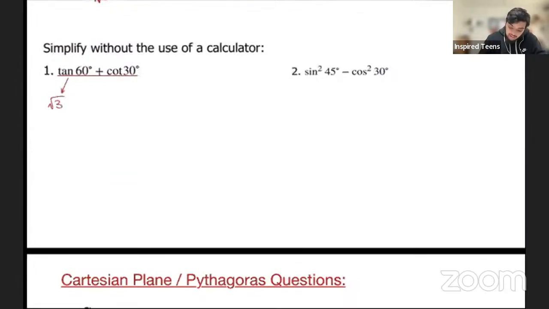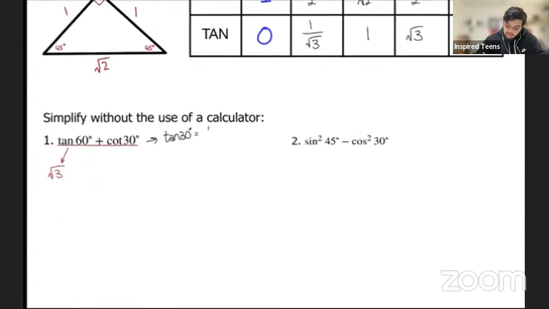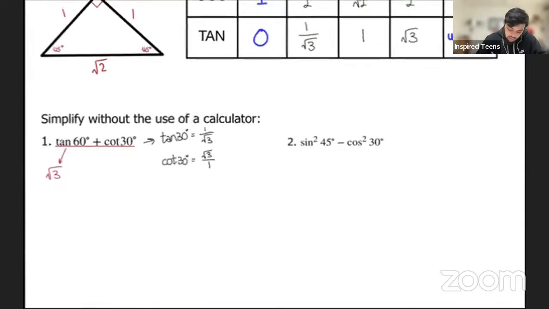Now cot 30 is the inverse of tangent, and tangent 30 is 1 over root 3. If you want to get cot 30, you have to flip it. So cot 30 is root 3 over 1. So you're basically adding root 3 and root 3, and you're getting an answer of 2 root 3.